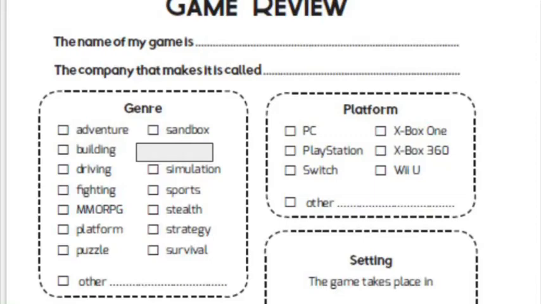Now we're going to go over a graphic organizer for how to write a game review. If you look first at the top, write the name of your game and the company that makes the game. Then you have the section genre, and under there you can click what type of game it is.